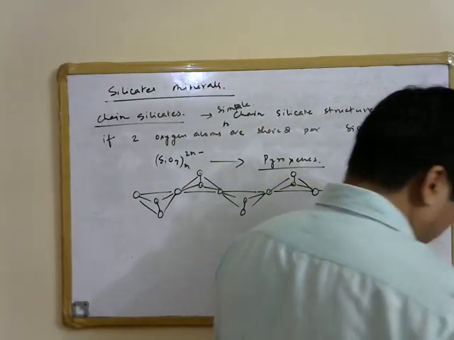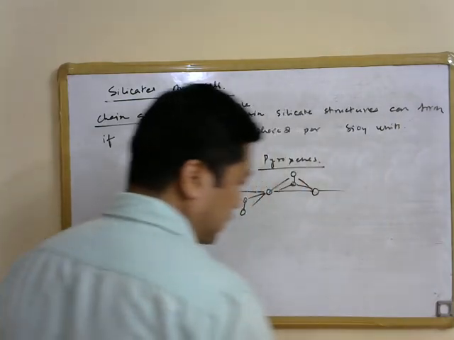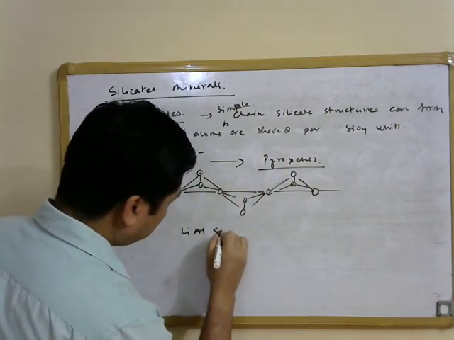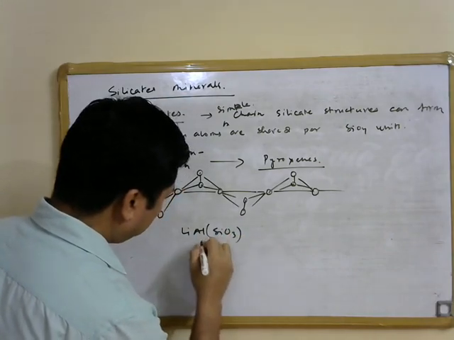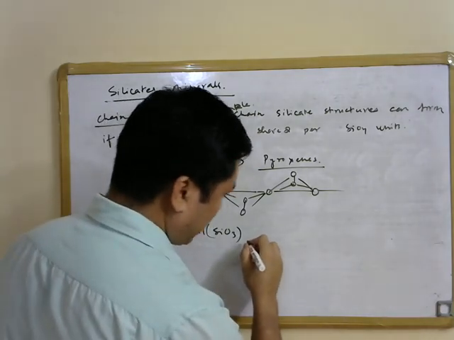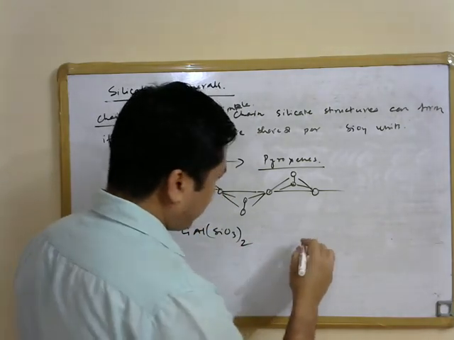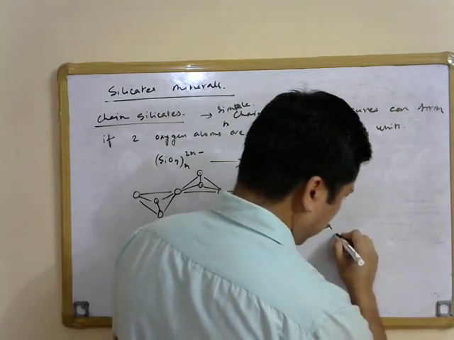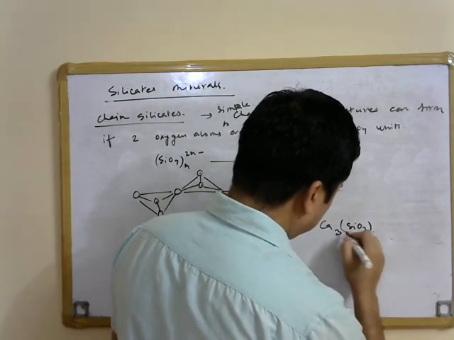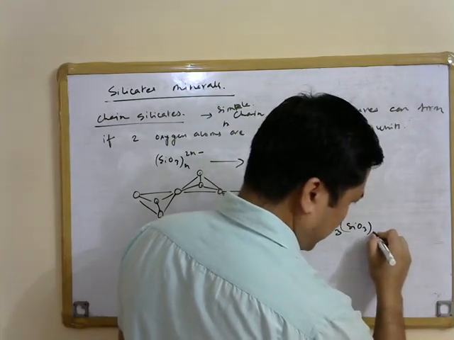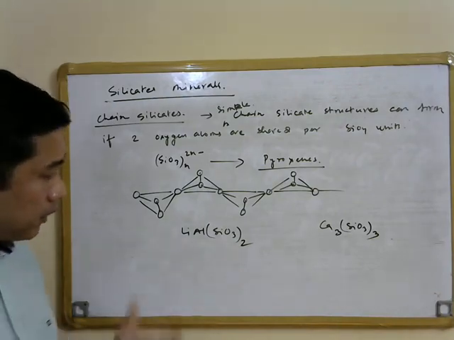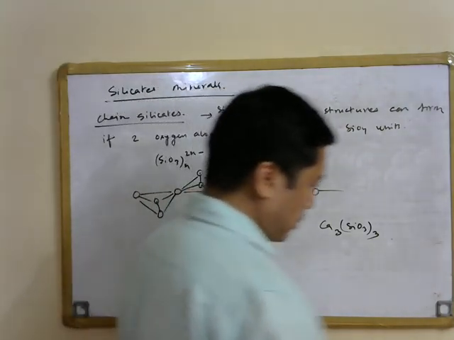And the examples of such chain silicate structures are essentially two. Similarly, we also have Ca3SiO3, so this type of chain silicate structures we have. Simple chain silicate structures or pyroxenes we have.